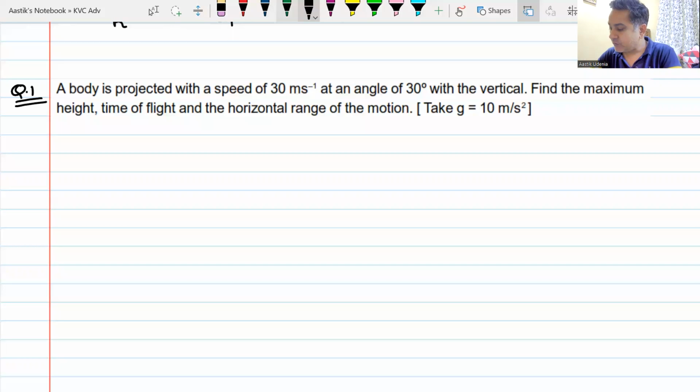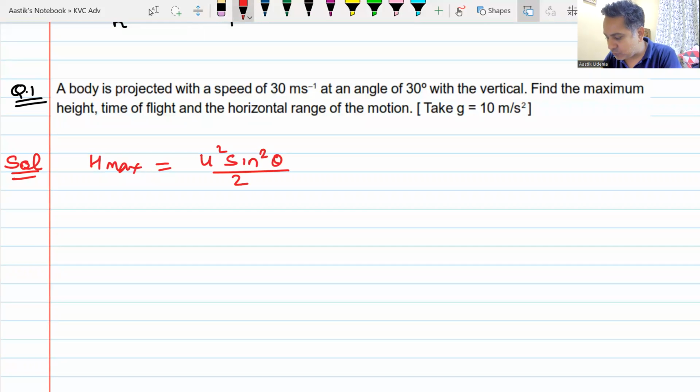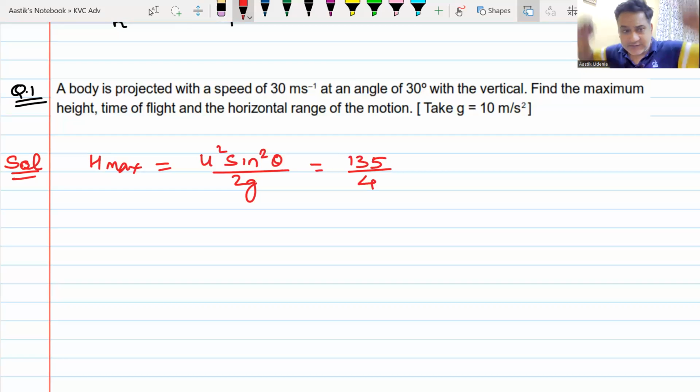So, how are we supposed to do this? Solution: just have to put the formula. The formula for maximum height is u square sine square theta by 2g. Yes or no? You can put these values. I think you will get 135 by 4, something like this. Everyone got the same answer?